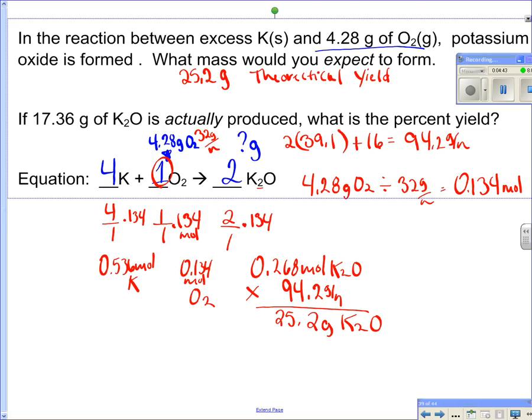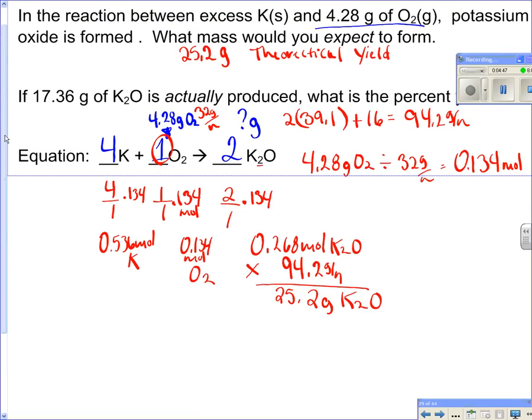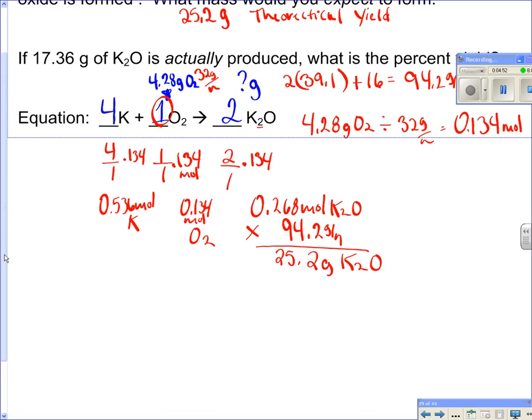But what it's asking me for now is what is my percent yield. The formula for percent yield is my actual yield, what I actually got, divided by what I should have got, my theoretical yield, times 100. So very, very simple. I just remember alphabetical order. So percent yield is equal to the actual yield over the theoretical yield times 100. So I'm going to fill in my actual yield.